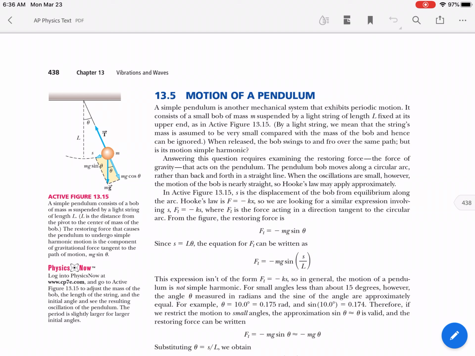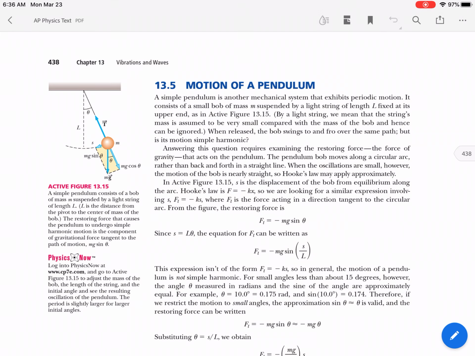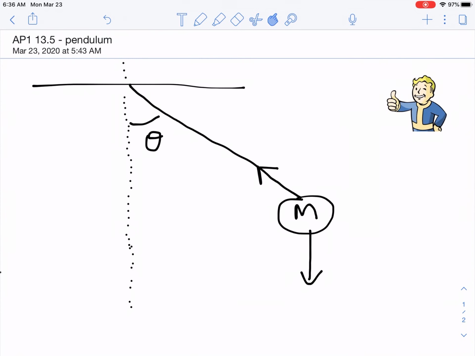We're starting today on page 438 of your textbook. We're going to do section 13.5, motion of a pendulum. All right, so let's give this a whirl here.